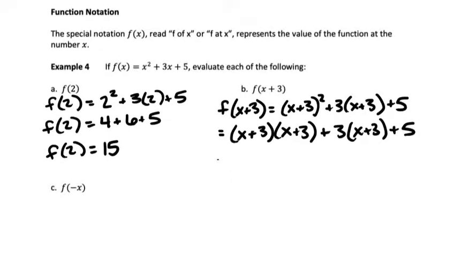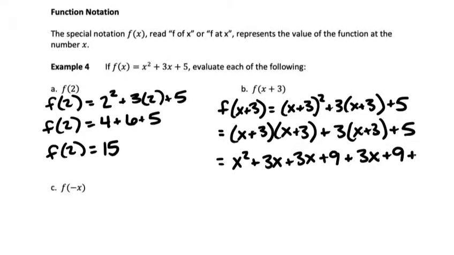So I'm going to use FOIL on that. That's going to be x squared plus 3x plus 3x plus 9. Now for this, 3 times x plus 3, I'm going to use distributive property. So that's plus 3x plus 9, and then I still have this plus 5 at the end.